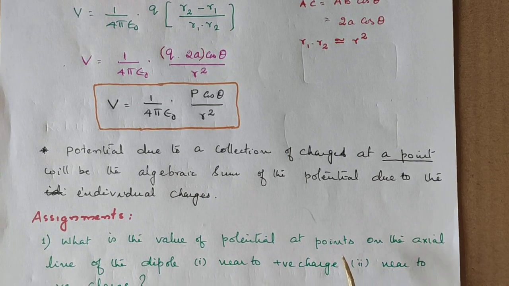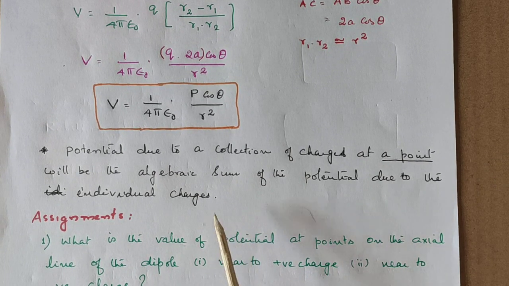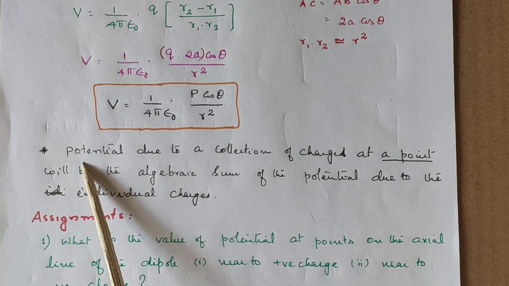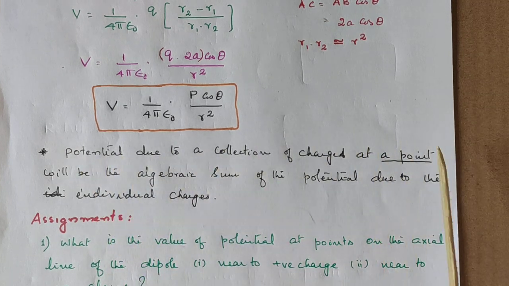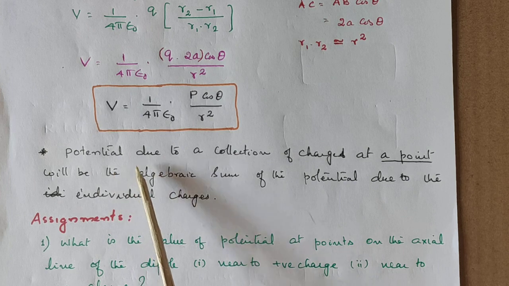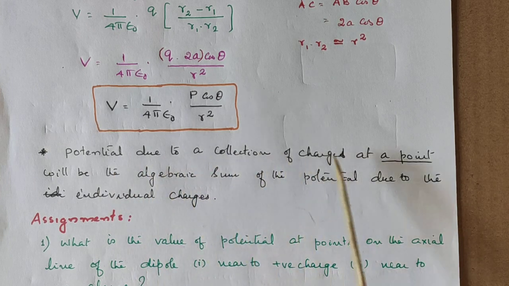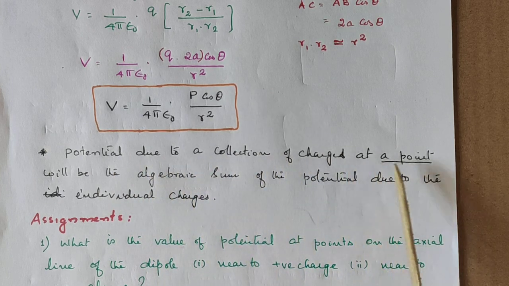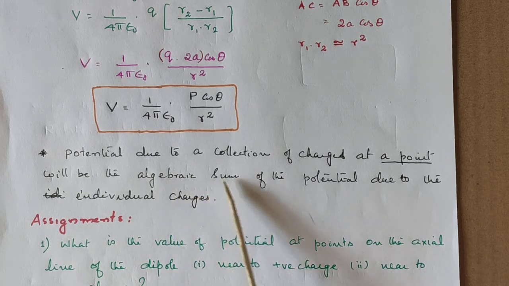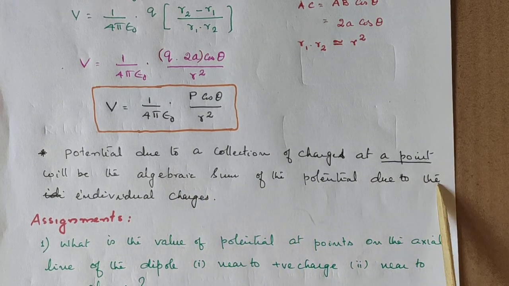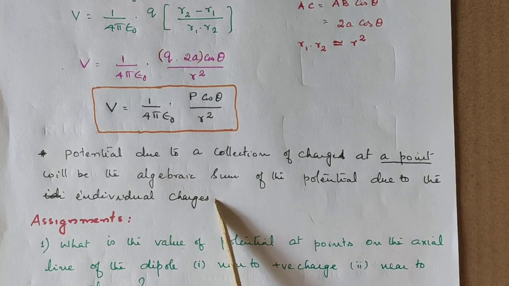Now, here we applied the superposition principle, and that can be stated as: the potential due to a collection of charges at a point is the algebraic sum of the potentials due to the individual charges.